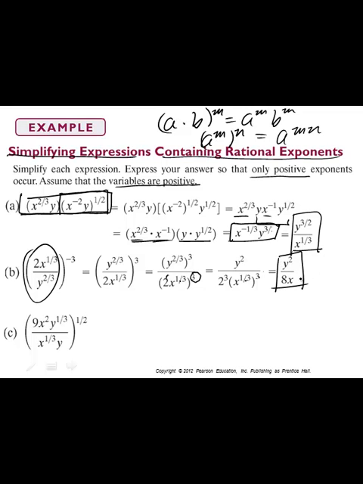Okay? That's as simplified as you're going to get, and you have only positive exponents. All right, now look at part C. For this example here, we have 9 times x squared times y to the 1/3 power over x to the 1/3 power y, all raised to the 1/2 power. So what you could do is bring this power of 1/2, what's on the outside of the parentheses, and multiply each of the exponents for these factors on the interior times the 1/2.